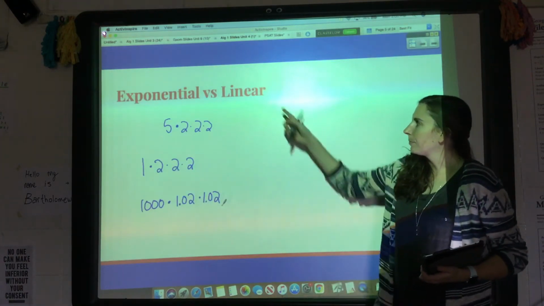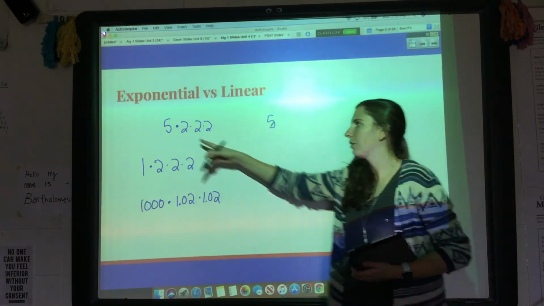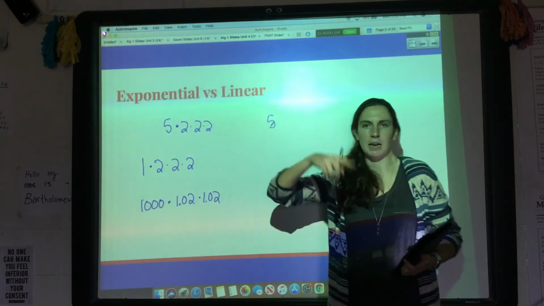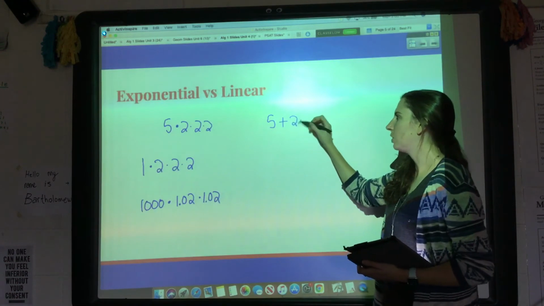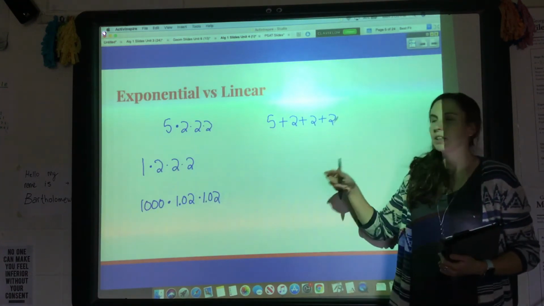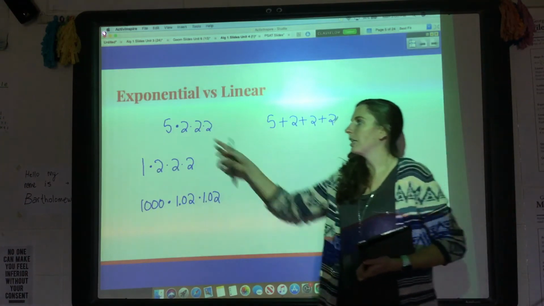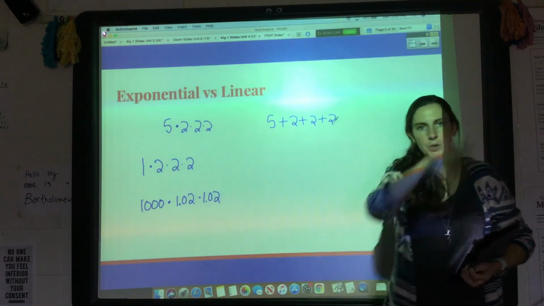Linear is different. With linear, you start with an initial amount, like 5, and you add the same number each time. So like you would add 2, and then add 2 again, and then add 2 again. So that's the difference. With linear, it's a constant addition rate. With exponential, you're multiplying, so it gets steeper and steeper.